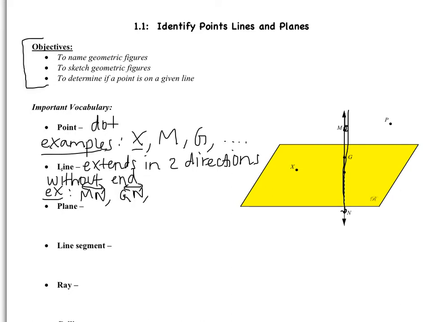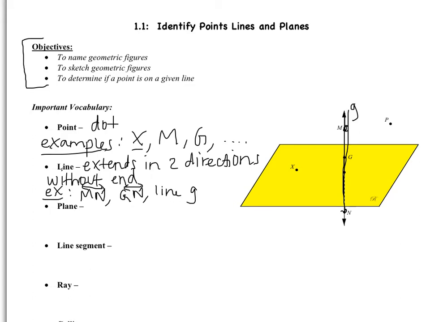One other way to write a line, or to say that you're talking about a line, is with a lowercase letter. So we don't have one on this figure, but let's say I put a lowercase g here. I could also say line g, and it's one lowercase letter. Because remember, a capital letter is talking about a point.